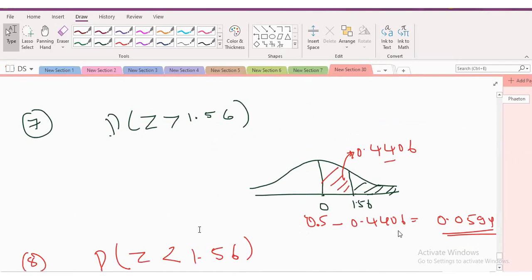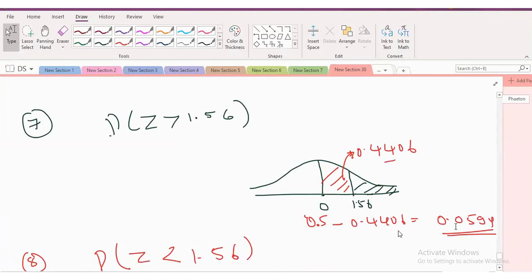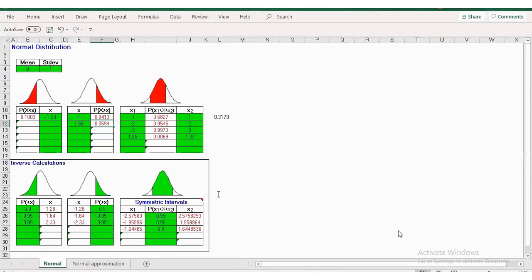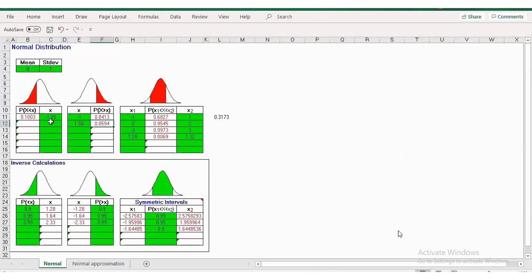Either they go then greater than 1.56. So which one I need to use? 1.56. Right? How much is the answer? Yeah, is matching? Next one. Less than 1.56. Less than means what? This one? 1.56. Nothing is there in this. Agreed? You guys got it?